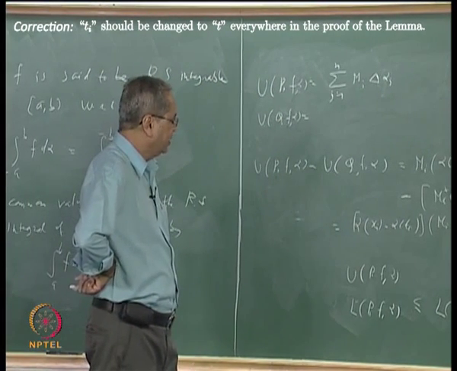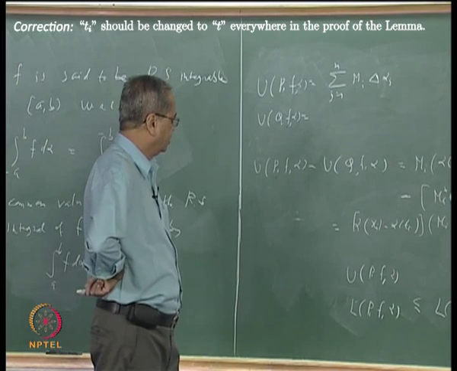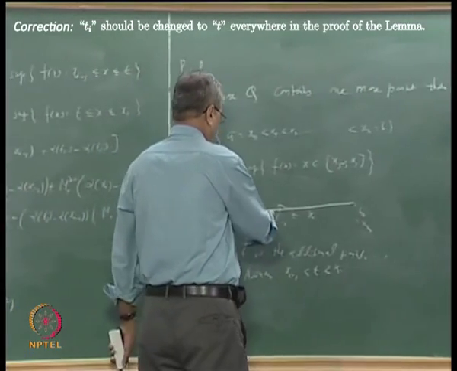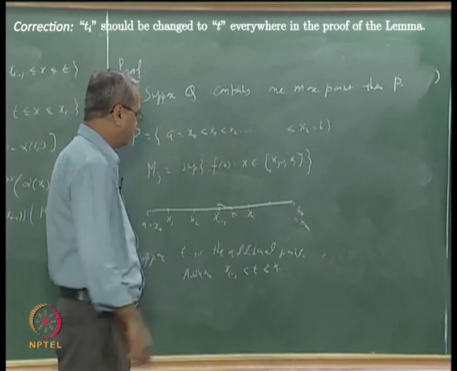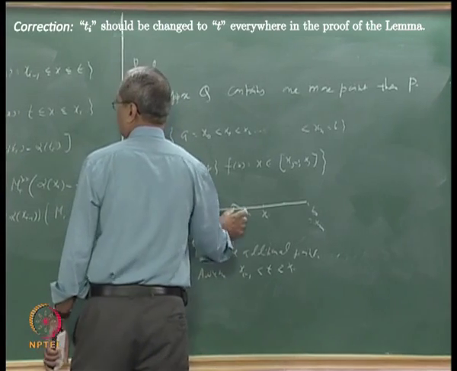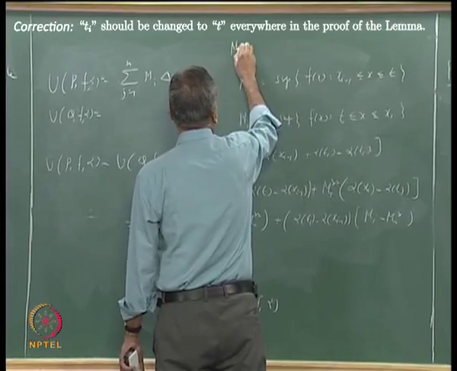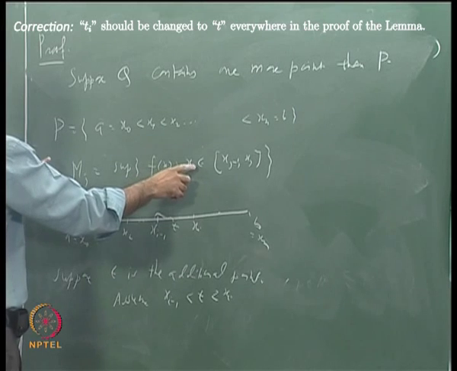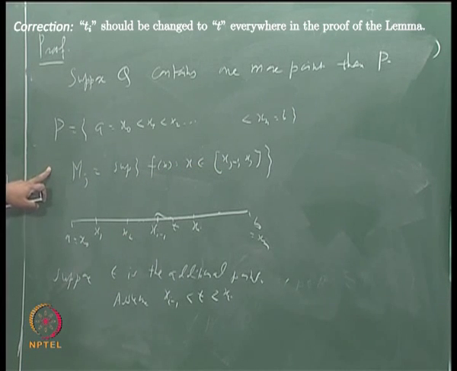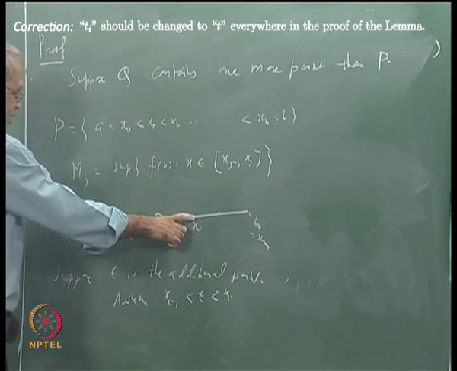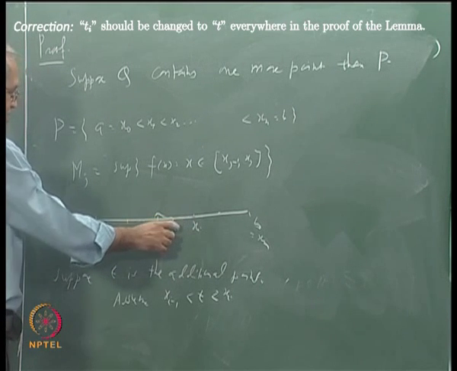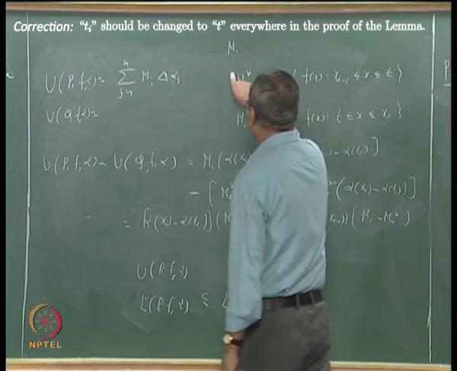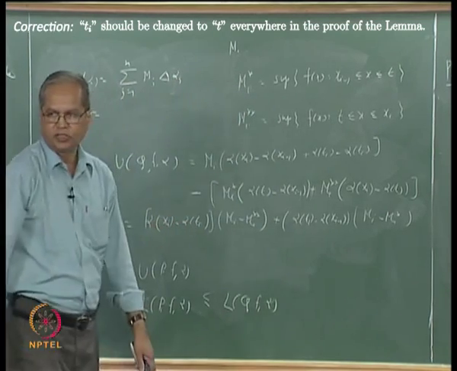Now the thing is to compare m_i and m_i**. m_i is the supremum over this whole interval x_{i-1} to x_i, whereas m_i* is the supremum over this subinterval. Let us also recall what m_i is. It follows from here: you just take j equal to i, m_i is the supremum of f(x) for x in the interval x_{i-1} to x_i. So the supremum over this bigger interval is obviously bigger than or equal to the supremum over the smaller subinterval. That means m_i is bigger than or equal to both m_i* as well as m_i**.